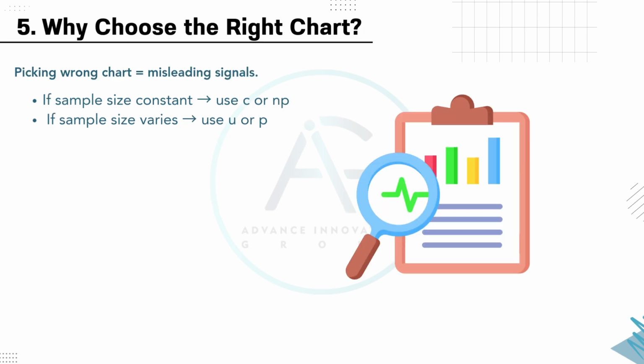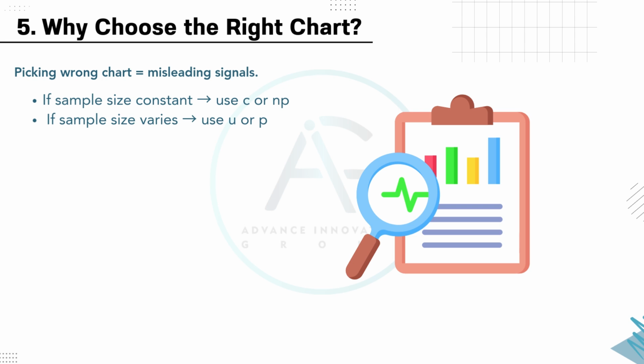This slide emphasizes a very important takeaway: why selecting the correct control chart is critical. Choosing the wrong chart can result in misleading signals. You may think there's a problem when there isn't. Or worse, you might miss a real issue in your process. Here's a simple guide to remember.